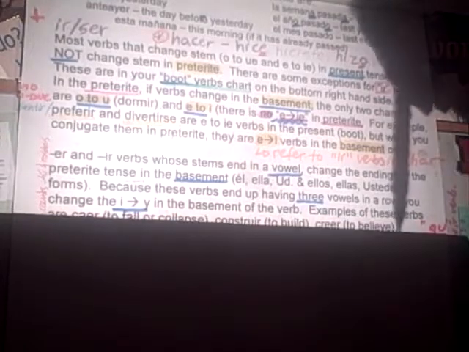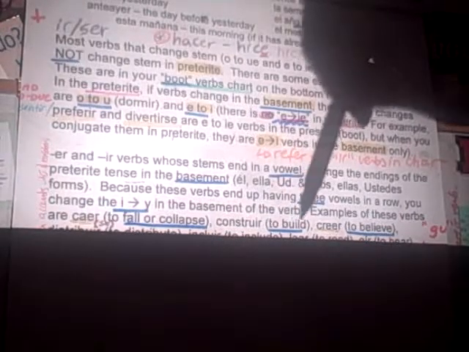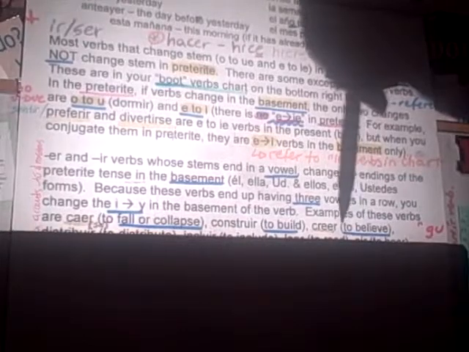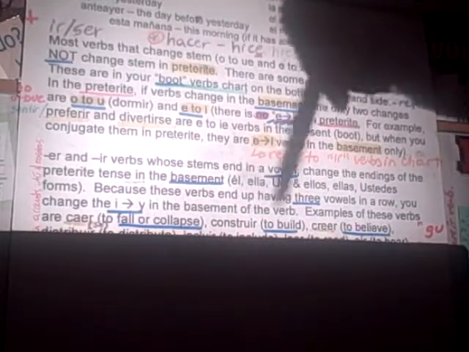I want you to jot down the rest of these as examples of other verbs that will also make that change. Okay. Caer or caerse, to fall or collapse. That one's in your reflexive chart. We just didn't use it too much. Construir is to build. Creer is to believe. It's a regular verb in the present tense, but in the preterite it makes an I to Y basement change.